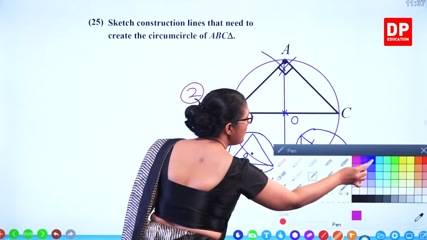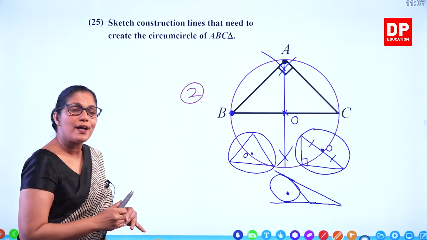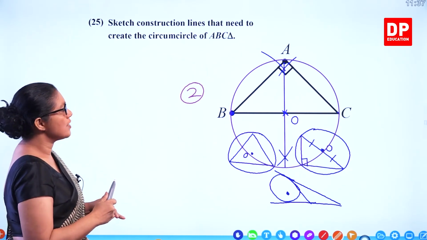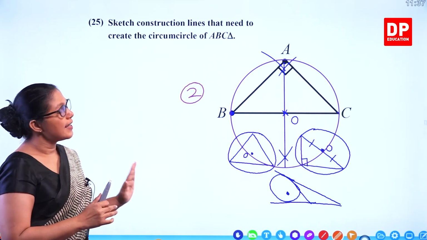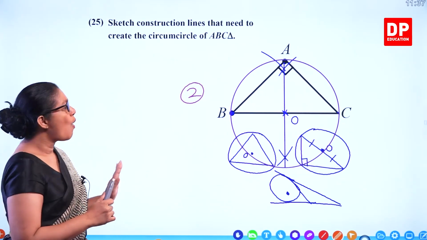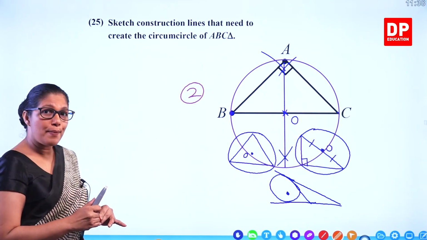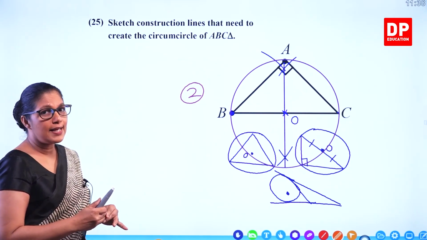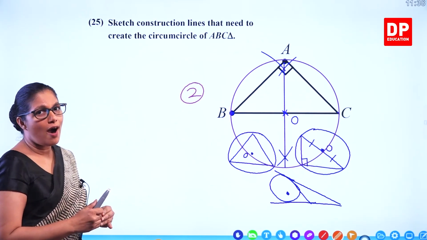So this is the last question in this paper. We covered all 25 questions in this paper and you can get 50 marks for all questions. So make sure that you complete the paper within 50 minutes, then use the 10 minutes to check your answers.